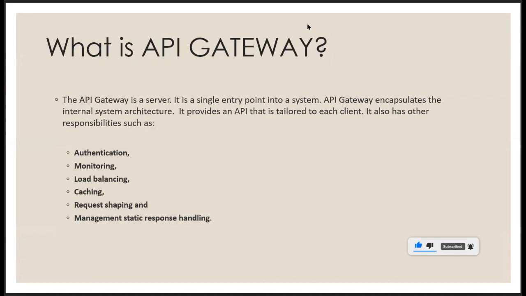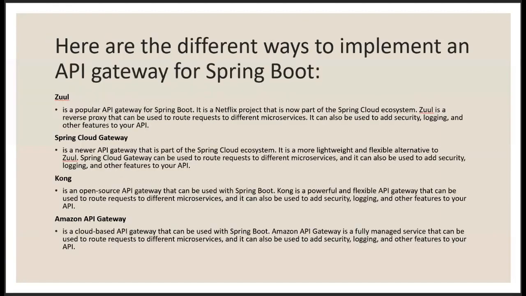And in a Java-based application like Spring Boot, we have different ways to implement an API gateway. So let's see what those are. Here are the different ways to implement an API gateway for a Spring Boot project: Zuul, Spring Cloud Gateway, Kong, and Amazon API Gateway.